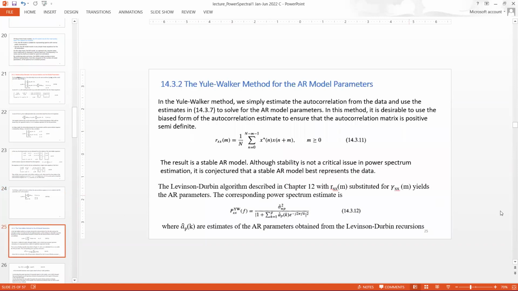Then comes the Yule-Walker method for AR model parameters. So see, we discussed these parameters, what they can be. Now we are going to find more specifically how to find out the AR model parameters. So the first one is the Yule-Walker method.